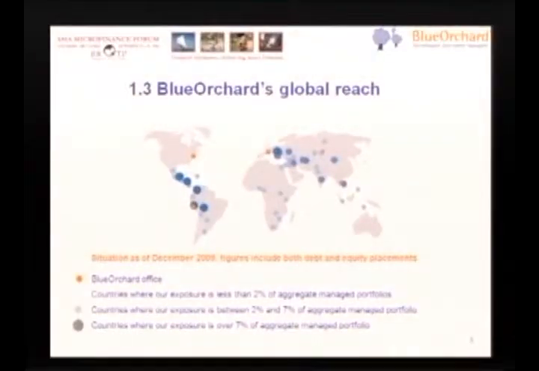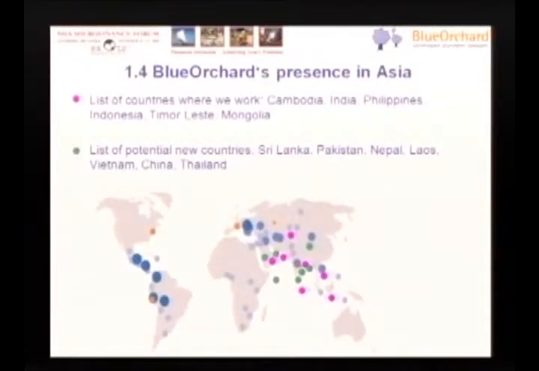This is just to give you a snapshot of where we work with our regional and headquarters and our portfolio. Most of it comes from Central America, South America. We work in Africa, Middle East, Eastern Europe, South Asia, Southeast Asia, Mongolia. In Asia, our current presence is mainly in Cambodia, where we have 9 outstanding clients. Our biggest portfolio in terms of volume is obviously in India. We have clients in the Philippines, Indonesia, Timor-Leste, Mongolia, and we are now closing the first few deals in Sri Lanka, Pakistan, and Nepal. We're also looking at doing due diligence in Laos, Vietnam, China, and Thailand shortly.